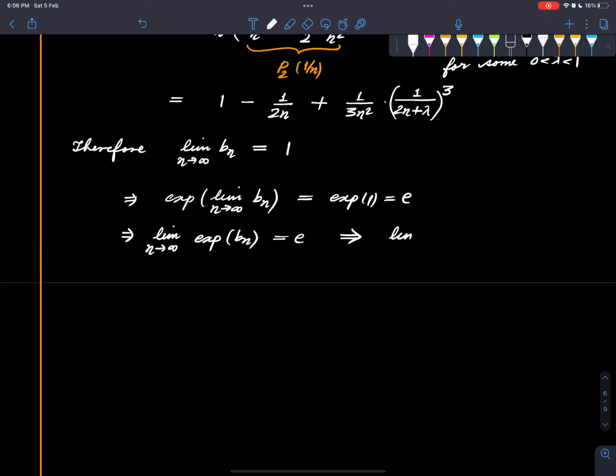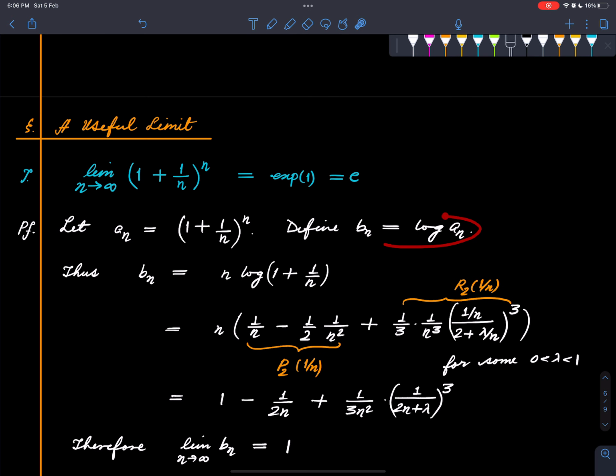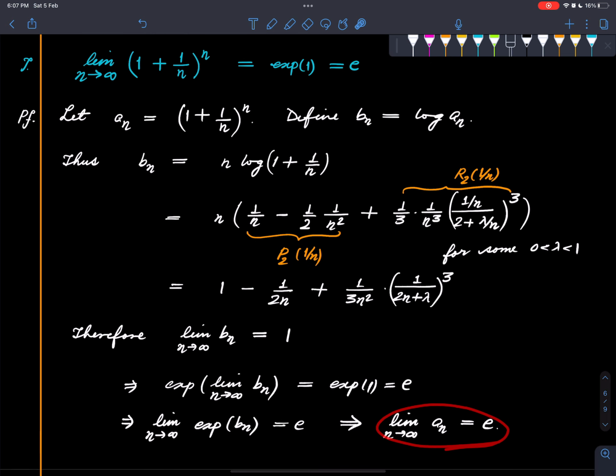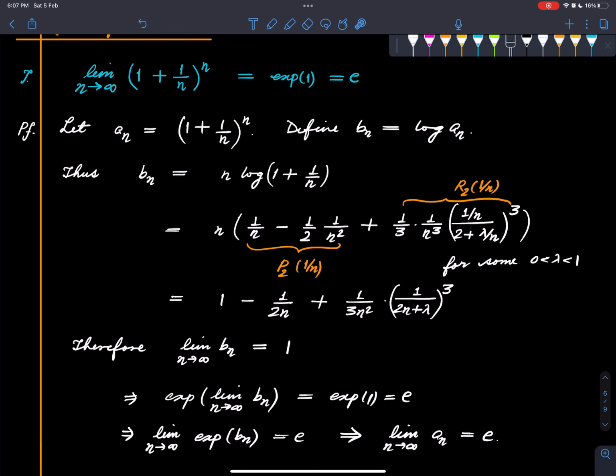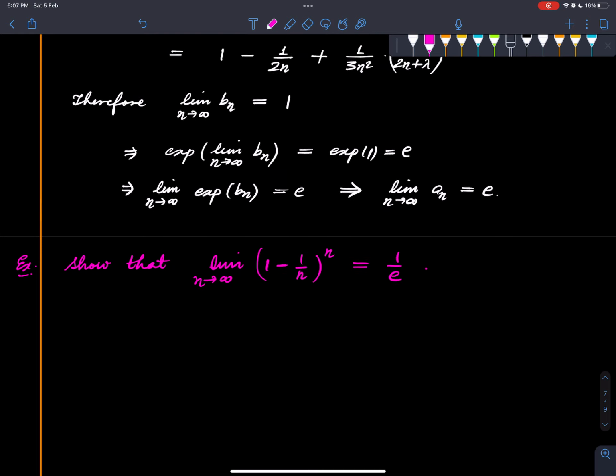But by definition, this is just an, because exp of bn, if you look at this equation, is exp of log of an, but exp of log of anything is the anything. So we get that. This is a very commonly used limit. Let me give an exercise here. Show that limit n going to infinity of 1 minus 1 by n to the power n is 1 by e. It's a very similar calculation.